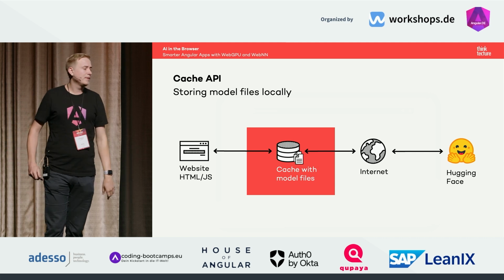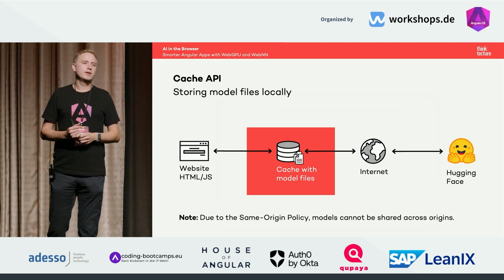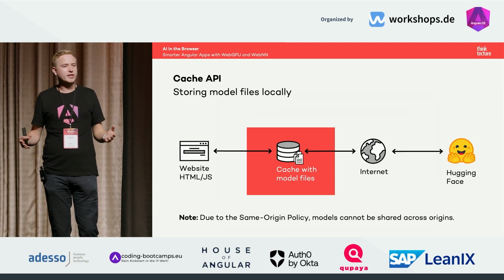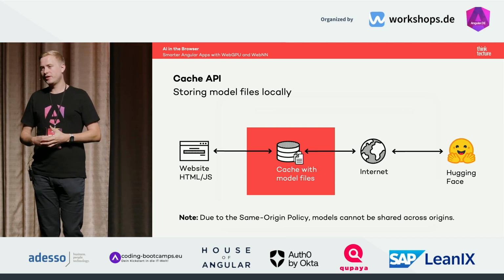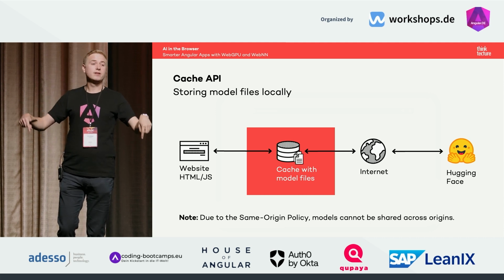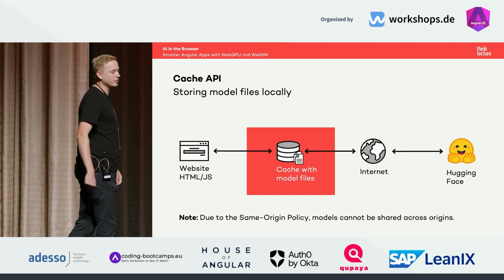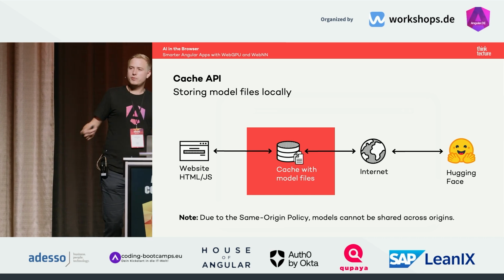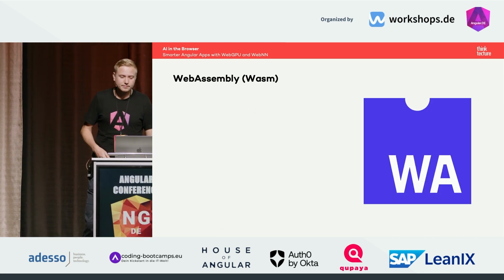However, there's a problem. You all know the same origin policy, so storage is isolated per origin, so Google.com and Google.de cannot share storage. So if they both want to use the model, they have to download it twice, right? So a disadvantage also of this approach. But apart from that, it really works. It's on my machine. I can turn off Wi-Fi and it will simply continue to run.